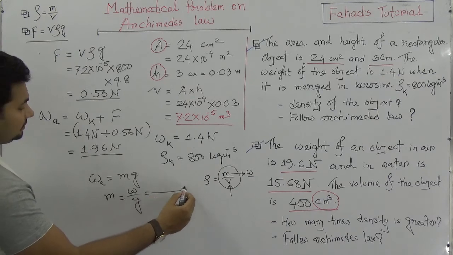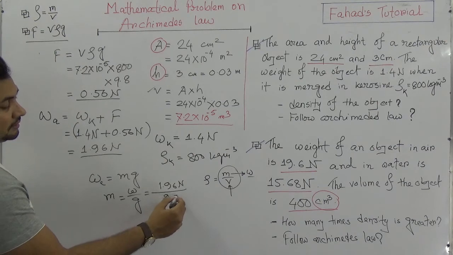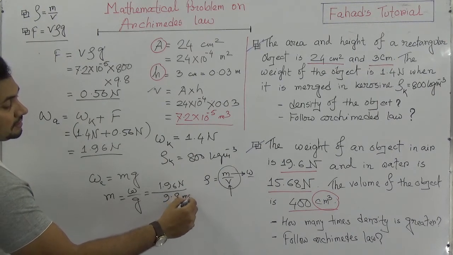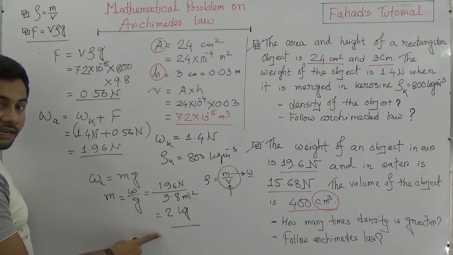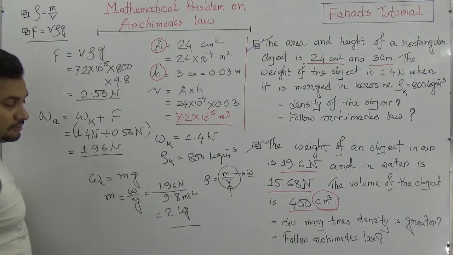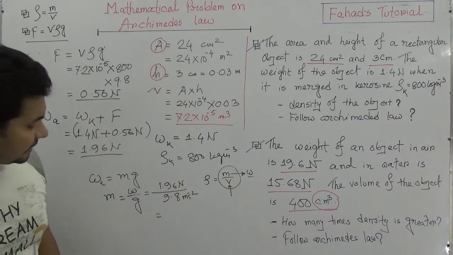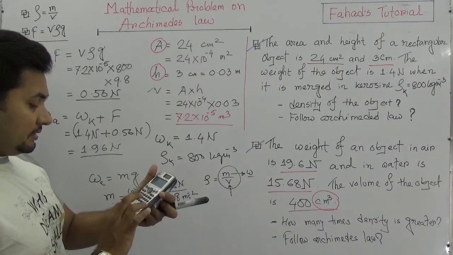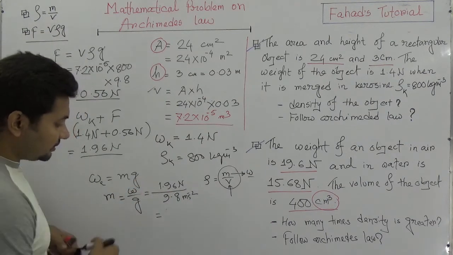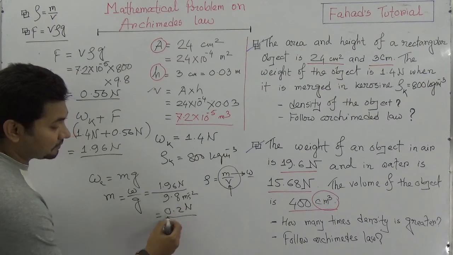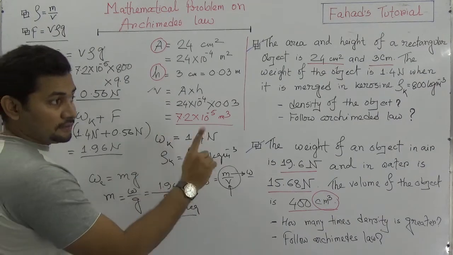So the weight we got is 1.96 Newton divided by 9.8 meter per second square. Oh no, it should not be like that. 1.96 divided by 9.8 should be 0.2, sorry. So 0.2 kilogram is the mass of the object.